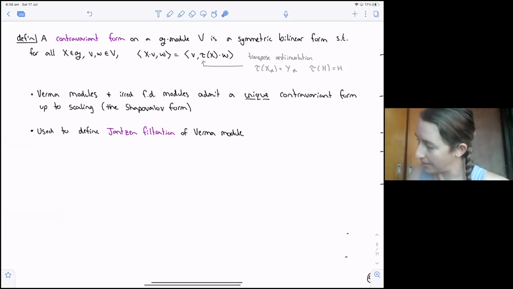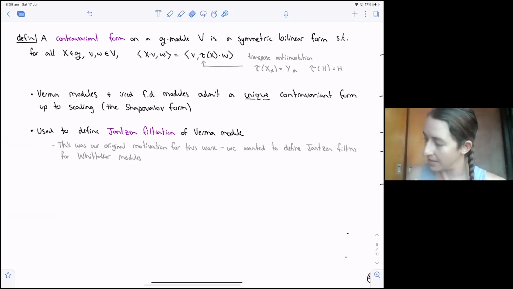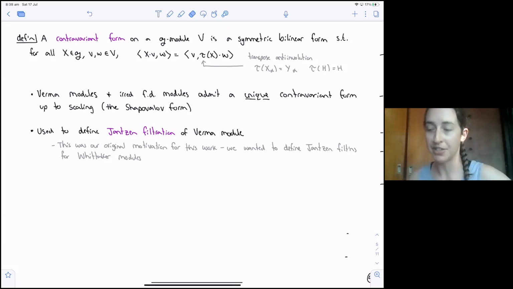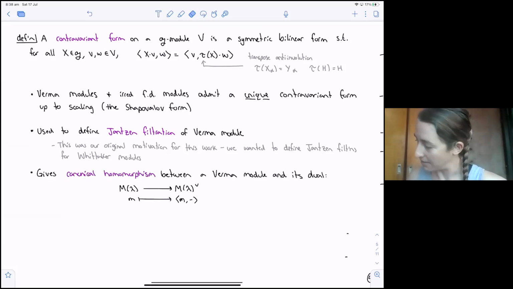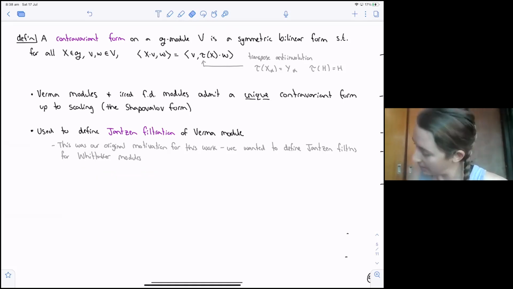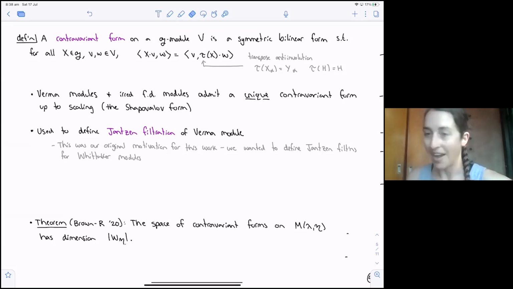And this is actually what was Adam's and my original motivation for this whole project: we knew the composition series questions in the Whittaker category, and so we wanted to define Jantzen filtrations for Whittaker modules. So we started doing this, but we got stuck immediately in the first step because we tried to write down the contravariant forms. What we realized, let's go back, was this theorem, which is that there are too many of them.